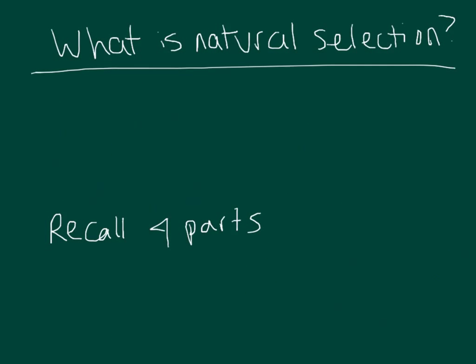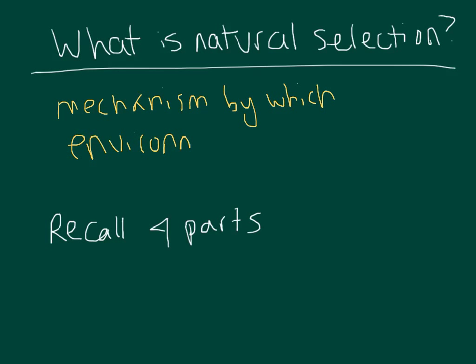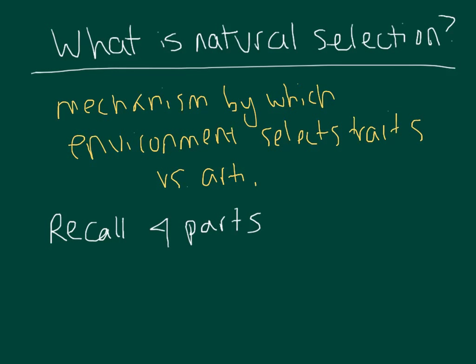So just to recap from last week and do a little bit of review, what is natural selection? Remember, natural selection is the mechanism by which the environment selects traits or determines fitness. This is in contrast to artificial selection, in which humans choose. So this is something that's a little bit different. We're looking at natural selection where the environment is choosing.